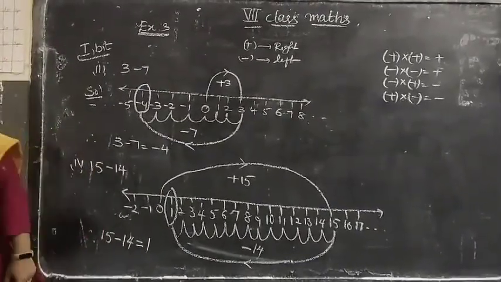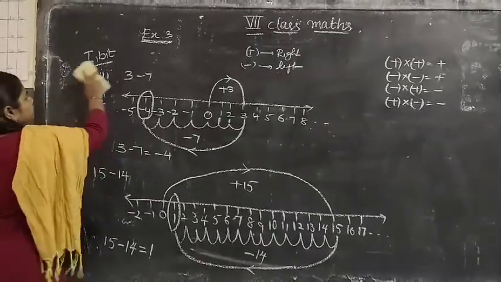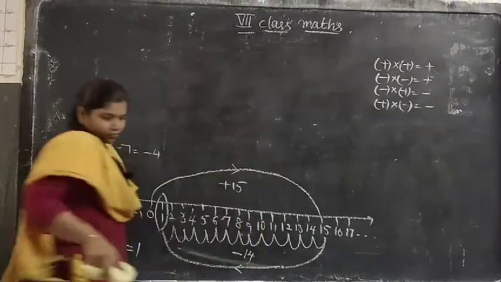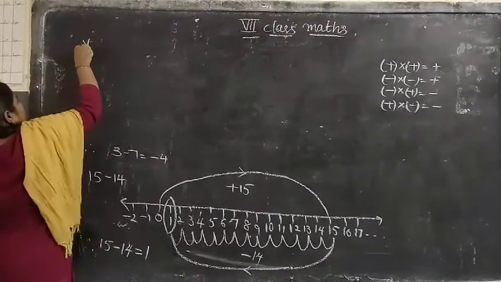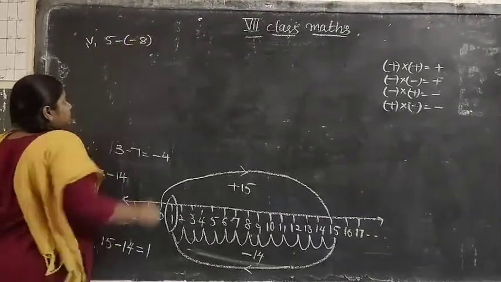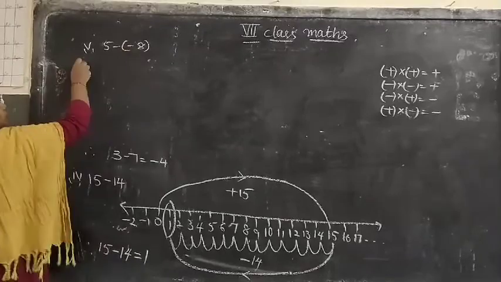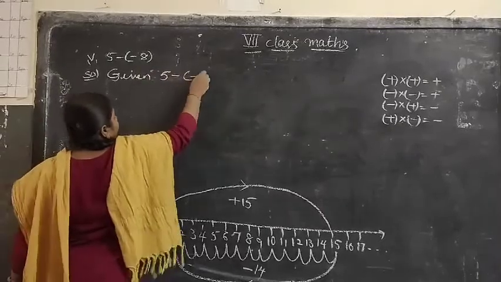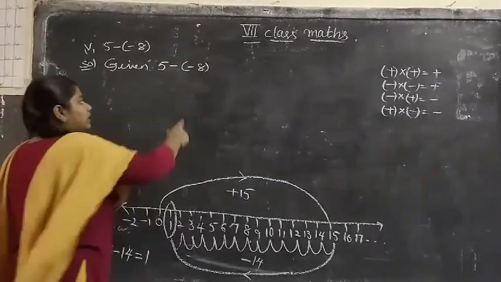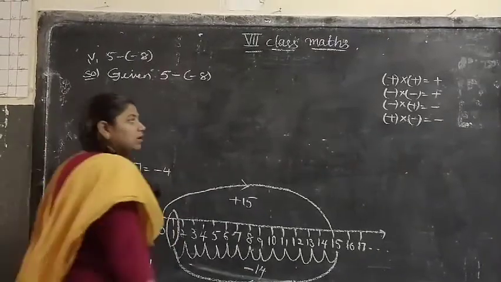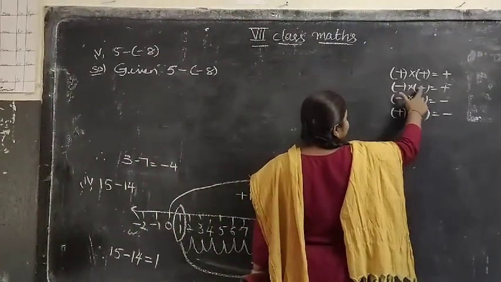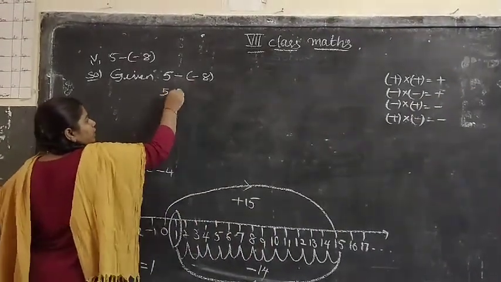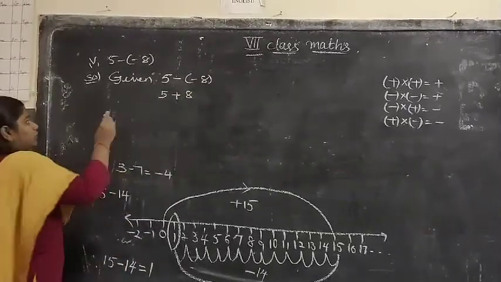Next one is 5 minus of minus 8. See here, we are seeing a double sign. So first make them into a single sign. Given 5 minus of minus 8, the double sign you make into a single sign. Minus into minus is plus. If you are multiplying two same signs, the result will be plus. So minus into minus is plus. So 5 plus 8. Now this 5 plus 8 you show on your number line.